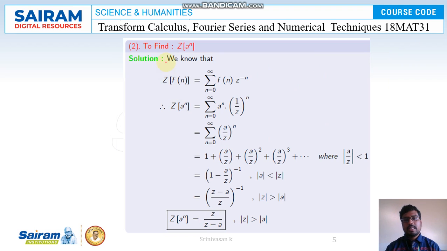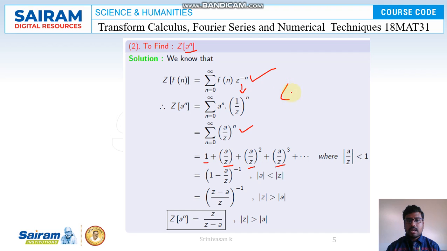So the next problem: here the function is a^n. If the function is a^n and you apply the Z transform, what will we get? Okay, so this is the basic definition. Now I substitute your function. What is your function? a^n. So Z[a^n] equals summation n equal to 0 to infinity a^n into 1 divided by z^n. This can be written as (a/z)^n. Now substitute n equal to 0, 1, 2, 3 and so on. If you substitute n equal to 0, we get 1. n equal to 1 gives a by z, then n equal to 2 and n equal to 3.